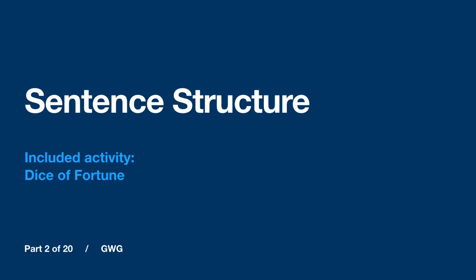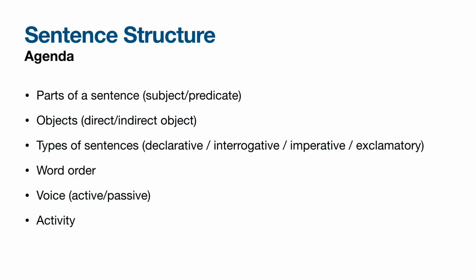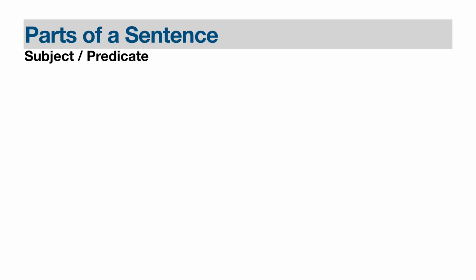Sentence structure. Our lesson today will include 6 parts, including parts of a sentence, objects, types of sentences, word order, voice, and an activity. To skip ahead to a specific part in this lesson, view the timestamps in the description. Let's start with the parts of a sentence.